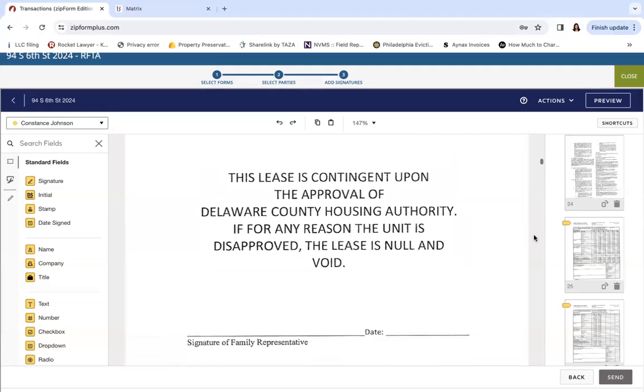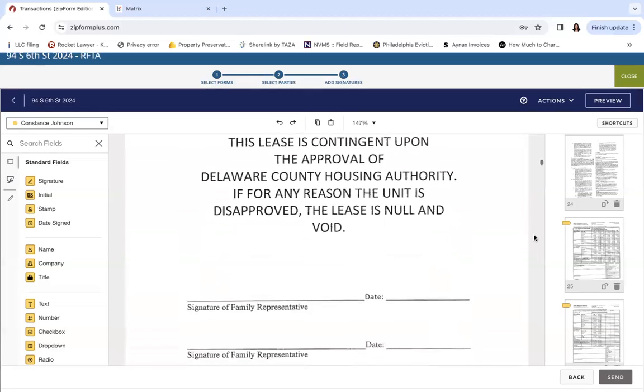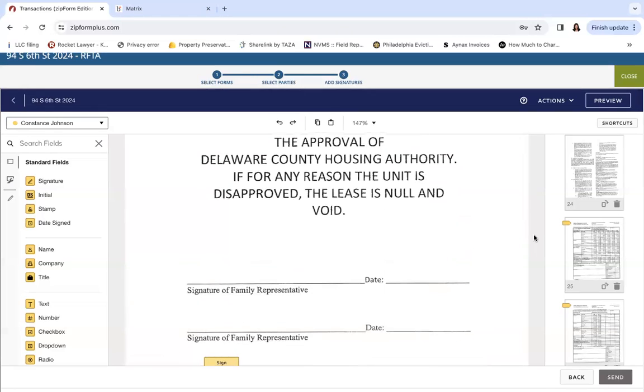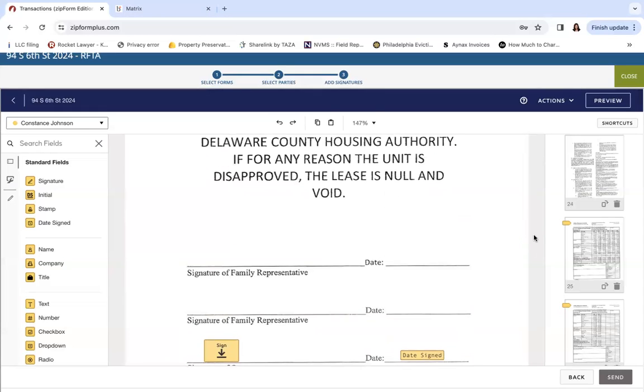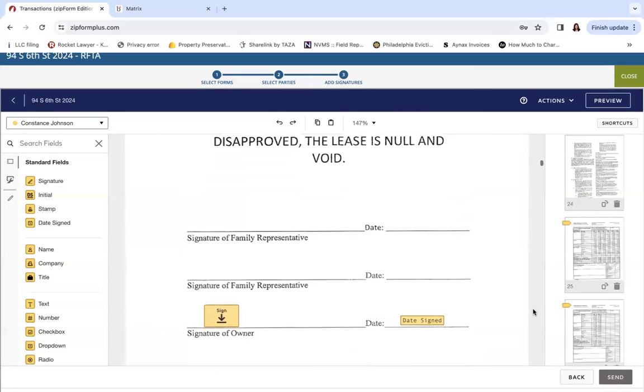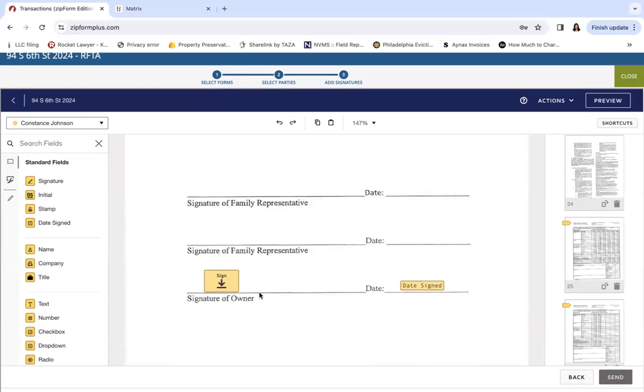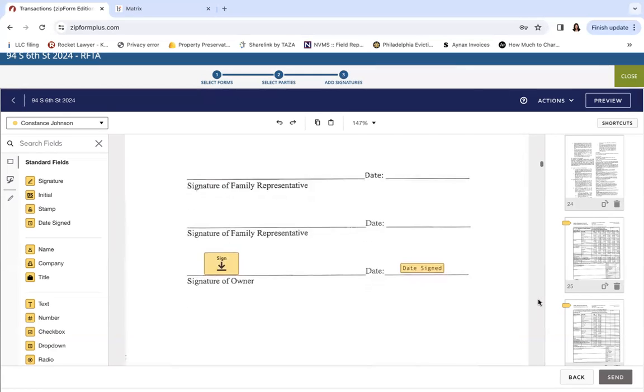We're going to jump down to the lease contingency clause. And you should also put in your lease agreement, because it protects both sides, that if for some reason the amount doesn't work out, neither party is under any obligation to stay within the lease agreement. You're going to have the tenant sign here where it says signature of family representative and date, and then the owner is going to sign here and date as well.